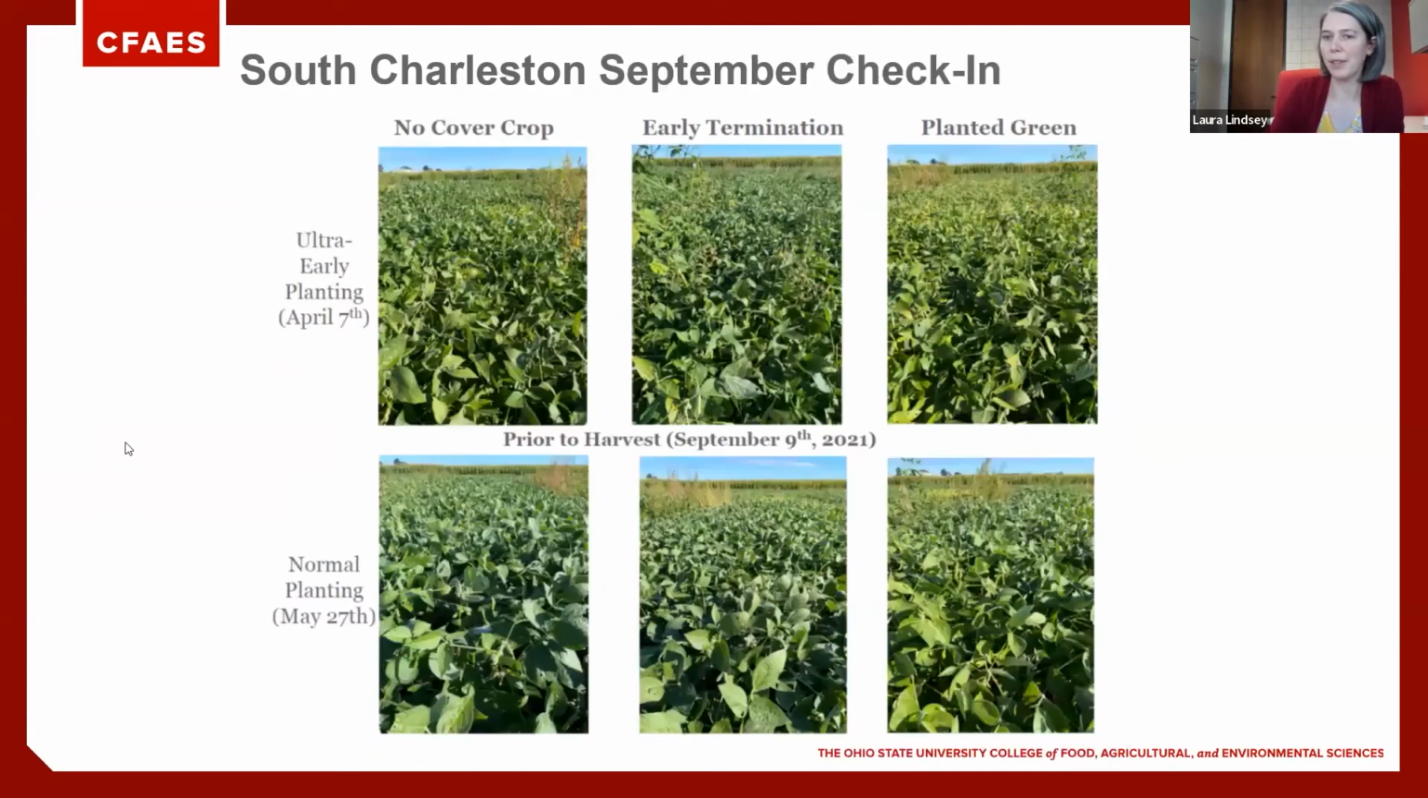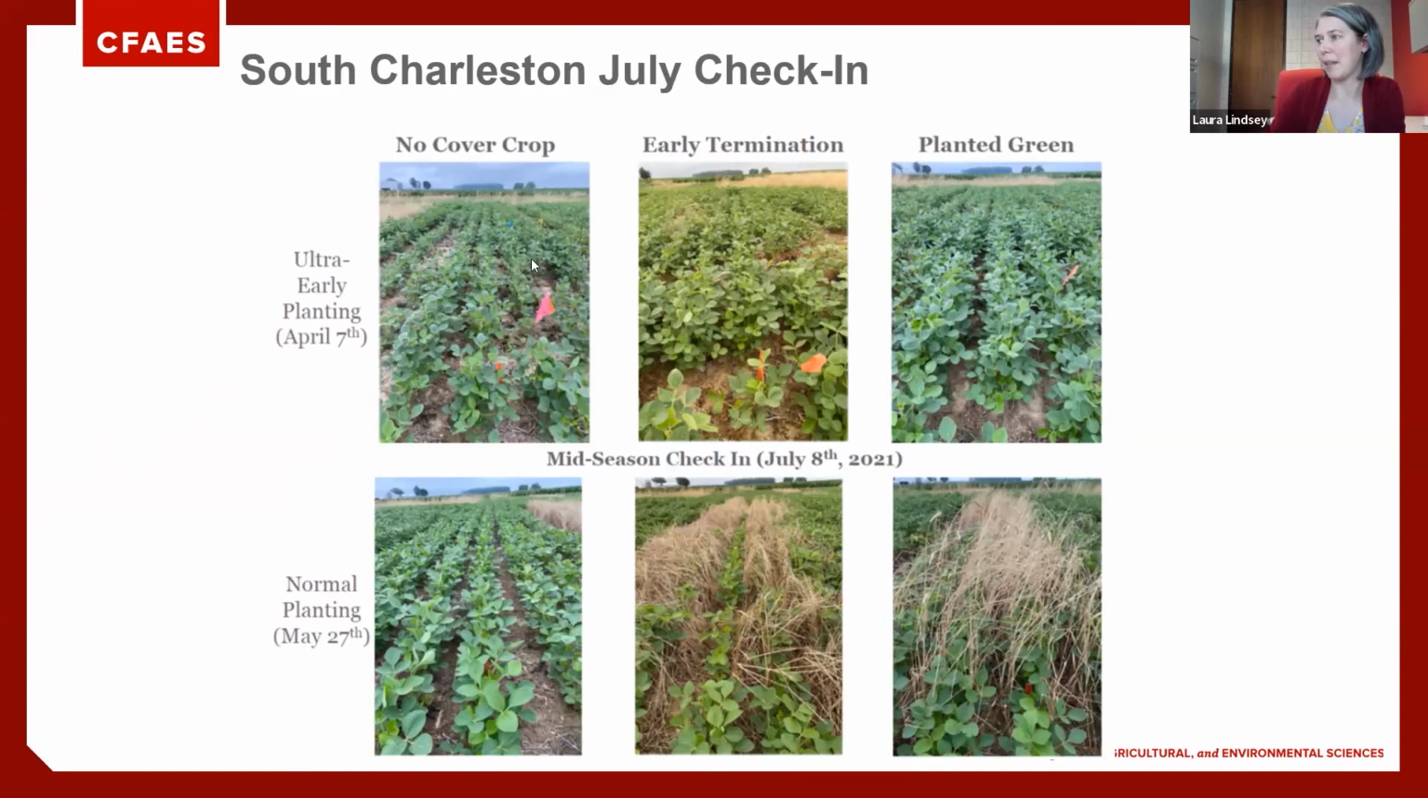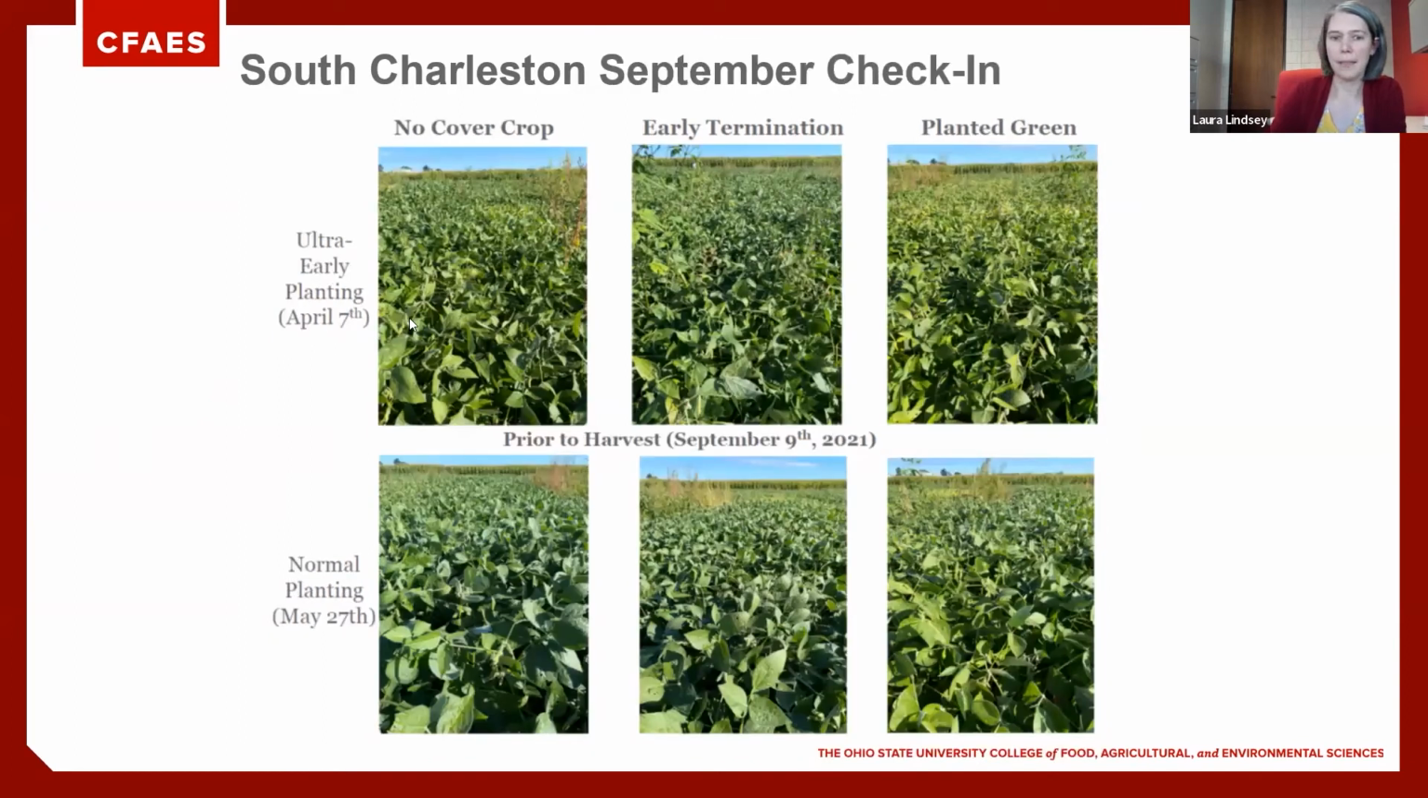But what's really interesting is, you know, just a few months later in September, these are the exact same plots, July to September, that the plots almost look exactly the same. So even though stand was reduced with that early planting, those soybean plants really filled in quite nicely.